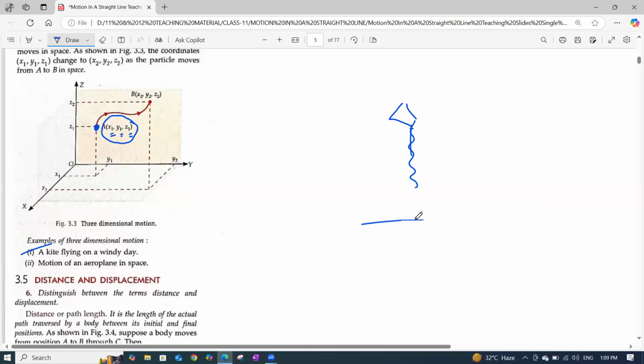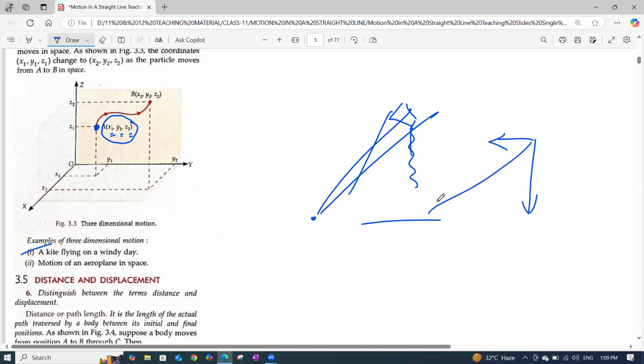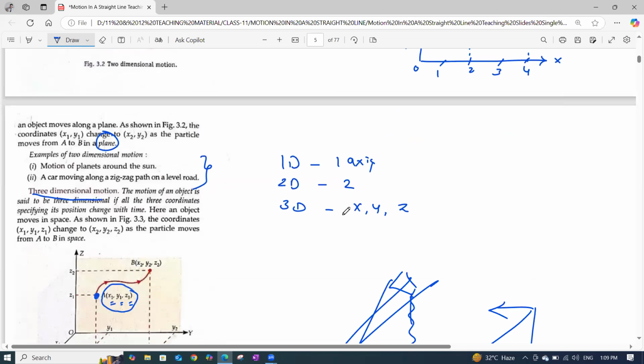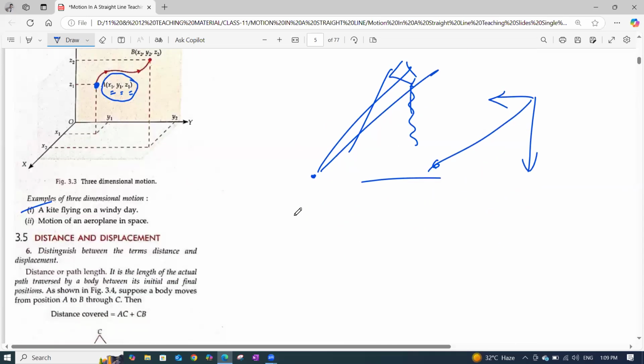Now from here, from any reference point, you can take x-axis, y-axis as well as z-axis. All three axes can be observed. Next, motion of an aeroplane in the space. There will be horizontal distance, vertical distance from a reference point. Everything will be considered. So there are three types of motions we can observe: one-dimensional motion, two-dimensional motion, three-dimensional motion.